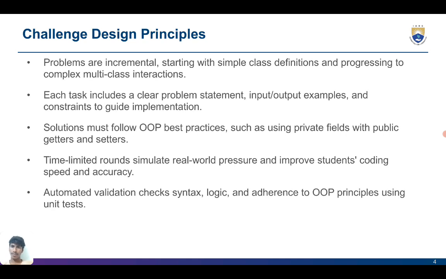Challenge design principles. Problems are incremental, starting with simple class definitions and progressing to complex multi-class interactions. Each task includes a clear problem statement, input-output examples, and constraints to guide implementation. Solutions must follow OOP best practices such as using private fields with public getters and setters. Time-limited rounds simulate real-world pressure, and improve students' coding speed and accuracy. Automated validation checks syntax, logic, and adherence to OOP principles using unit tests.